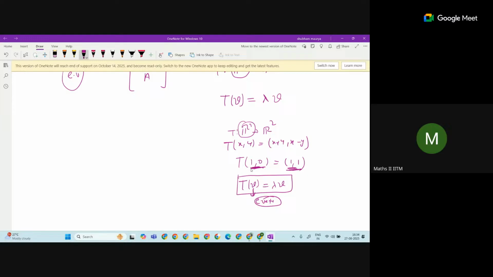Here you have a vector which has some direction, and once you find the image, the direction has changed. But for the eigenvectors, whatever vector you have, when you take the image, the direction is the same. The direction is not changing; it is just scaled up or scaled down. This is the property of an eigenvector.